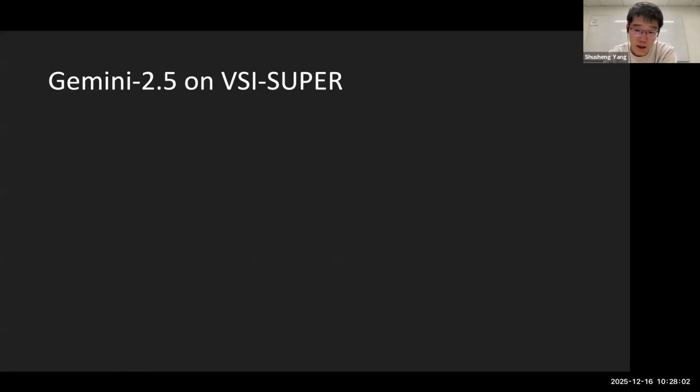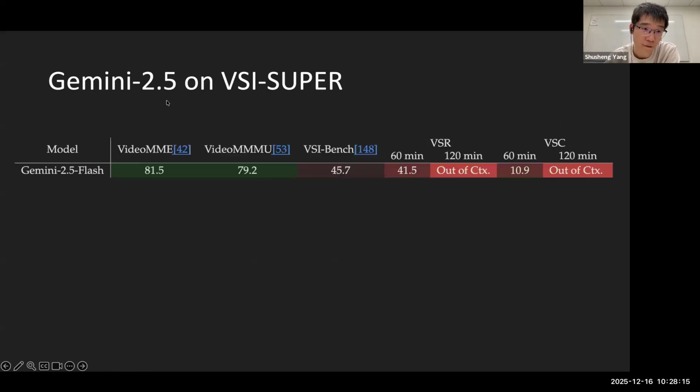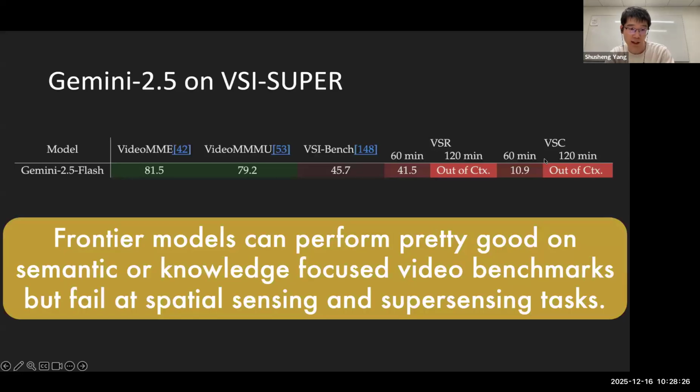So after building our benchmark, we first tested how current commercial models like Gemini 2.5 perform on our benchmark. Here we tested Gemini 2.5 on Video-MME, Video-MMMU, VSI-Bench, and our newly introduced VSR and VSC tasks. And here we found that even Gemini models can perform pretty well on Video-MME and Video-MMMU, these kinds of semantic or knowledge-focused video benchmarks. But it fails at spatial sensing and supersensing.